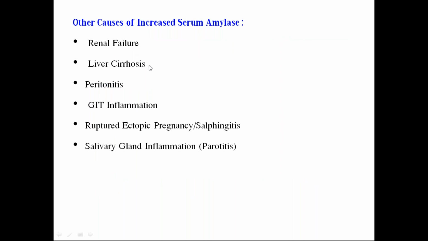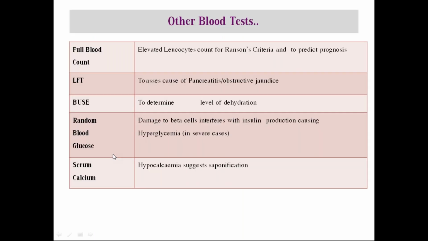So renal failure, liver cirrhosis, hollow viscus perforation, inflammation of the GIT, rupture of ectopic pregnancy and salpingitis, and salivary gland inflammation like mumps. All these conditions can cause increased serum amylase. Salivary amylase is different from pancreatic amylase.